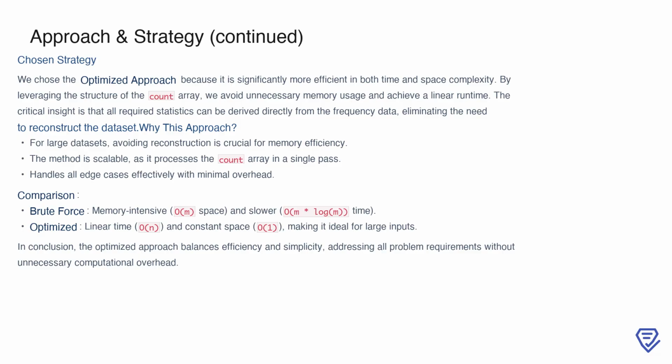When comparing the two approaches, the brute force method is slower and more memory intensive, requiring space proportional to the reconstructed dataset and additional time for sorting. On the other hand, the optimized approach achieves constant space complexity and linear time complexity, making it ideal for scaling to large inputs. By balancing efficiency and simplicity, this approach meets the problem's requirements while eliminating unnecessary computational overhead, making it the most practical and robust solution available.